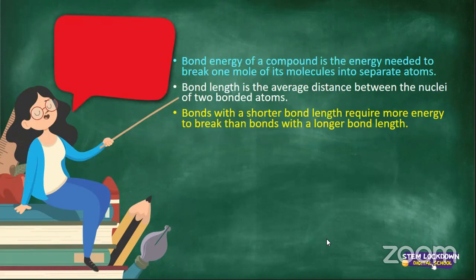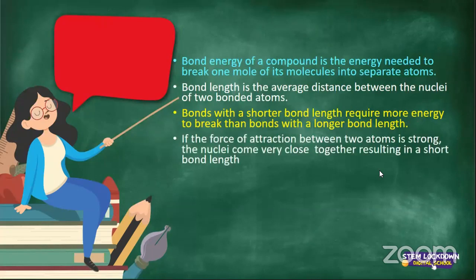Bonds with shorter bond length will require more energy to break than bonds with longer length. So meaning that bonds that are shorter will be stronger than those that are longer. So compounds with longer bond length will be weaker in terms of the amount of energy needed to break the bonds.